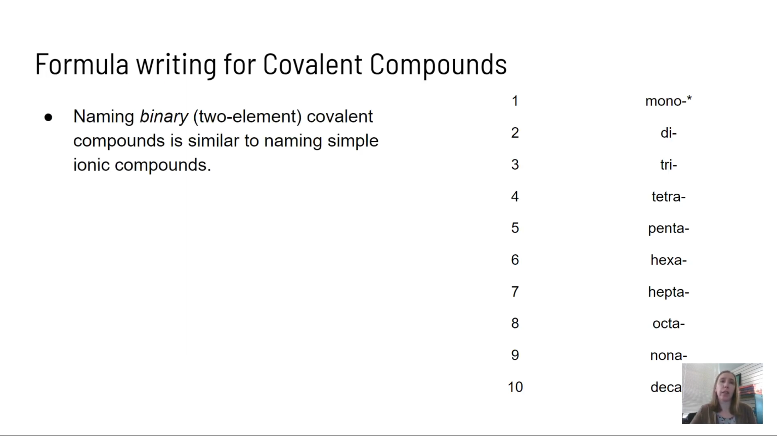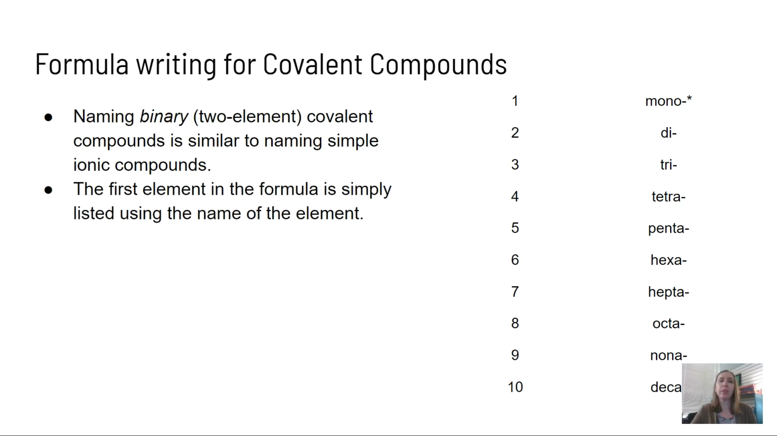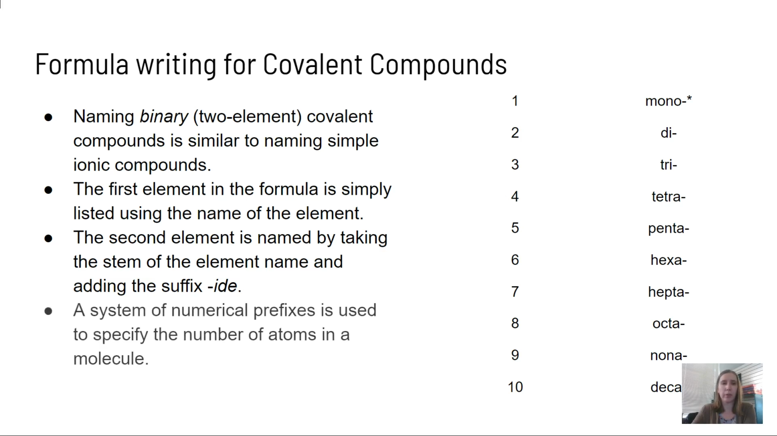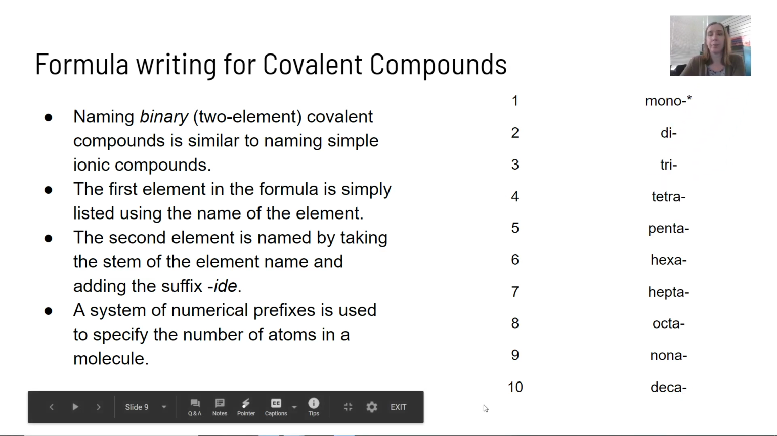So, formula writing for covalent compounds. Naming binary, or 2-element, covalent compounds is similar to naming simple ionic compounds. The first element in the formula is simply listed using the name of the element. The second element is named by taking the stem of the element name and adding the suffix "ide," like we did with our ionic compounds. A system of numerical prefixes is used to specify the number of atoms in a molecule. So 1 would be mono, 2 di, 3 tri, tetra, penta, hexa, hepta, octa, nona, and deca.